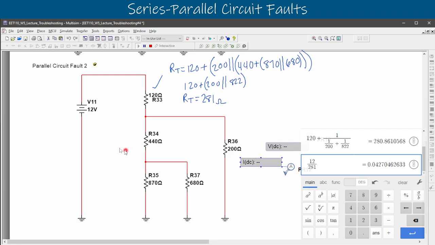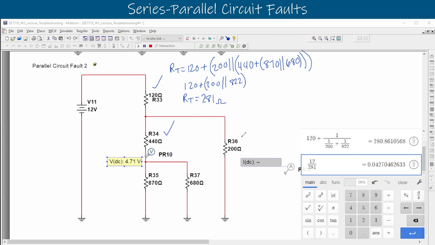We just need to make sure that that series component, that 440 plus, actually has a voltage drop. So we'll measure on top. We got 7.09 on top from the node voltage. On the bottom, 4.71. So we have a voltage drop. We have a current flow. So we now know the 440 and the 200 are probably both okay. And we need to keep going in our diagnosis here.